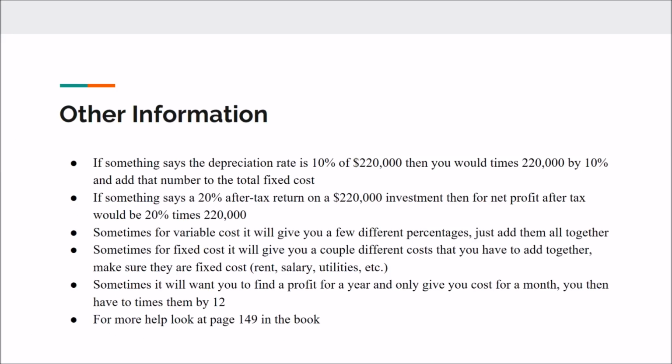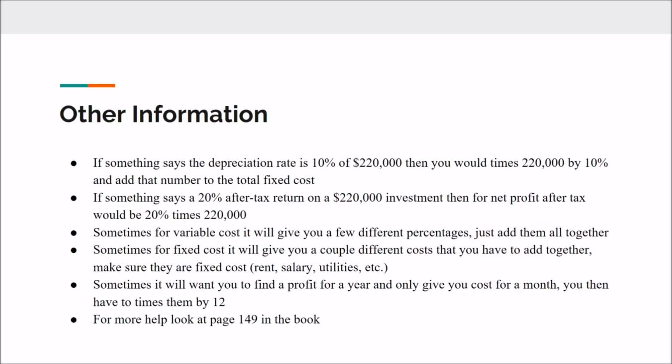Here are some other examples you may come across. If something says the depreciation rate is 10% of $220,000, then you would times $220,000 by 10% and add that number to the total fixed cost. Then if something says a 20% after-tax return on a $220,000 investment, then for the net profit after tax, it would be 20% times the $220,000.